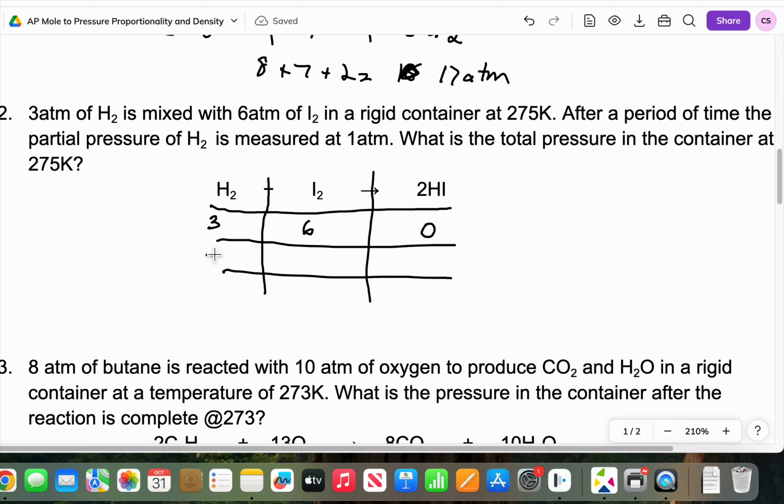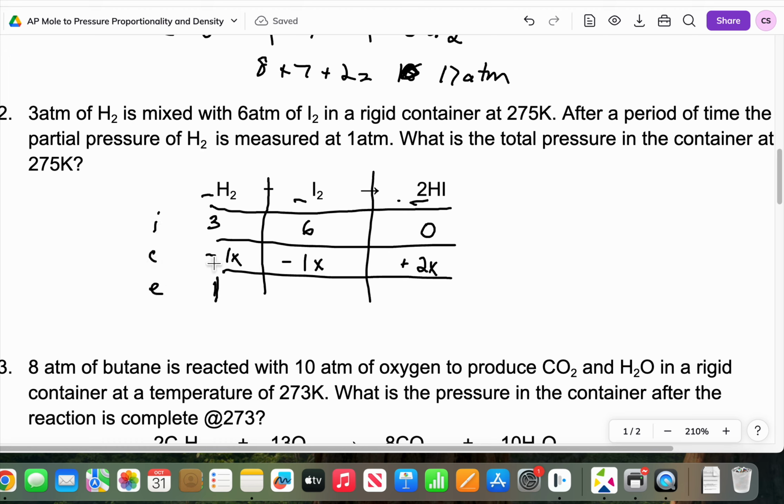This is going to go down by 1x. This is going to go down by 1x. This is going to go up by 2x. Where am I getting the 1s and 2s? I'm looking at the numbers in front here. That's going to tell me how much they're going to go up and down by. After a period of time, the partial pressure of H2 is measured at 1 atmosphere. So this is 1 after the reaction is done. I forgot, I didn't write ICE, but whatever.